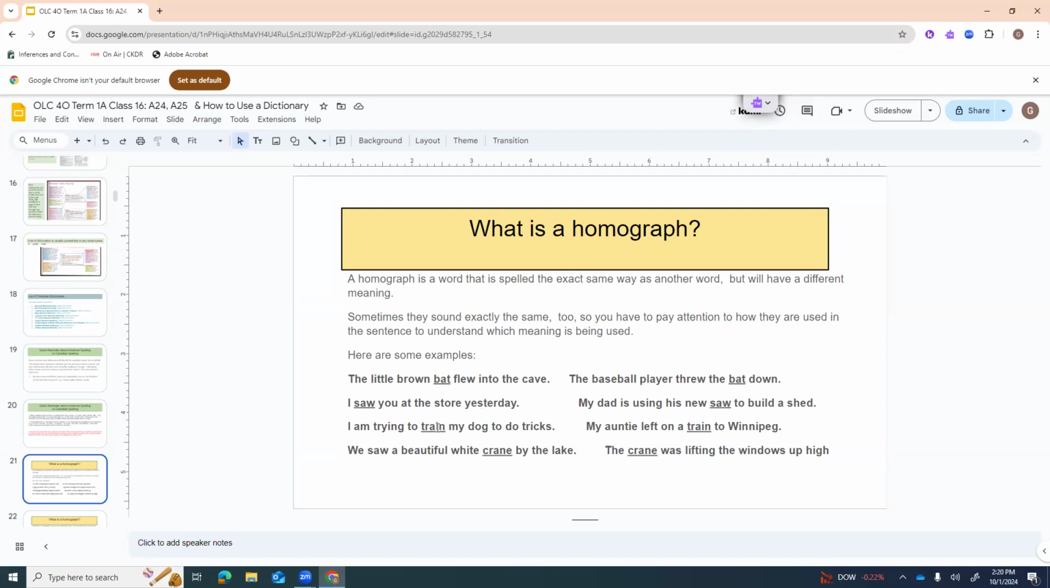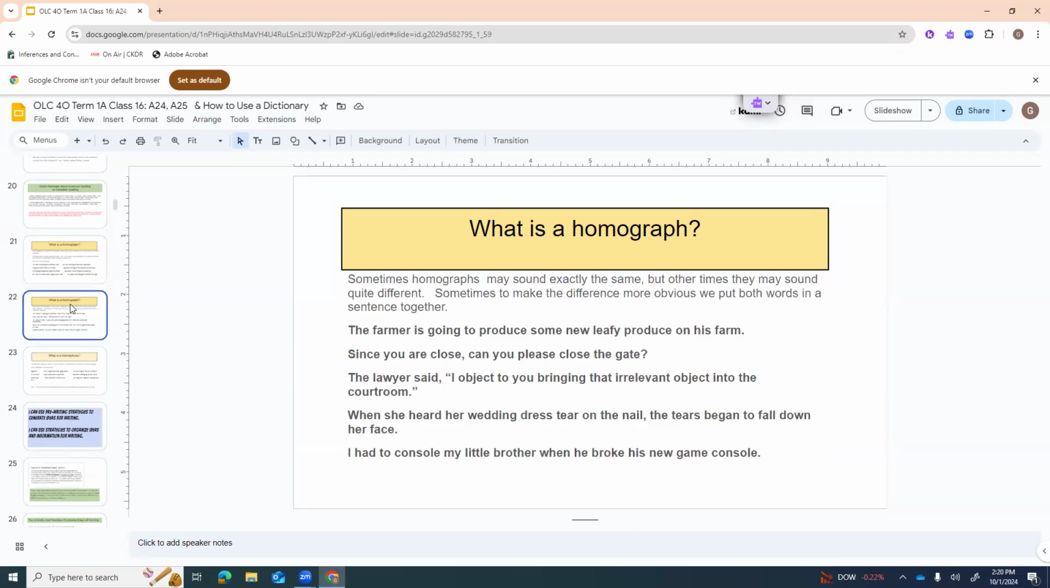I am trying to train my dog to do tricks. Here we're talking about the action of training or teaching. My auntie left on a train to Winnipeg. There we're talking about the transportation. We saw a beautiful white crane by the lake. Here we're talking about the bird that is called a crane. I could also say the crane was lifting the windows up high. Here we're talking about the mechanical instrument that's also called a crane.